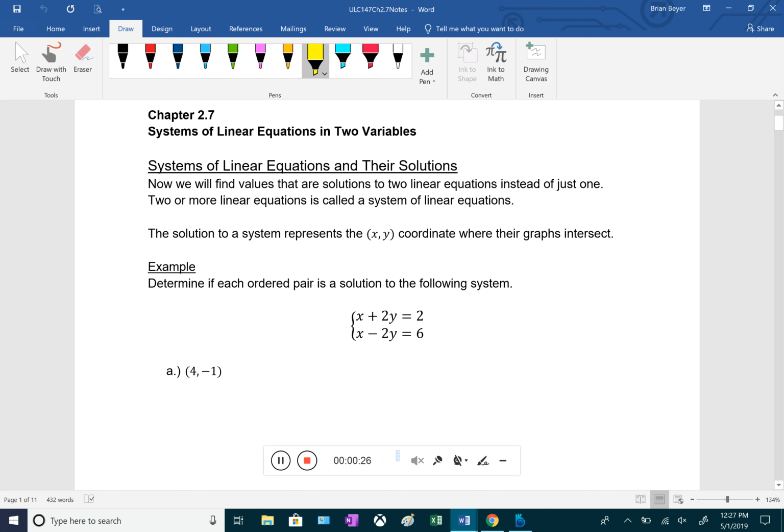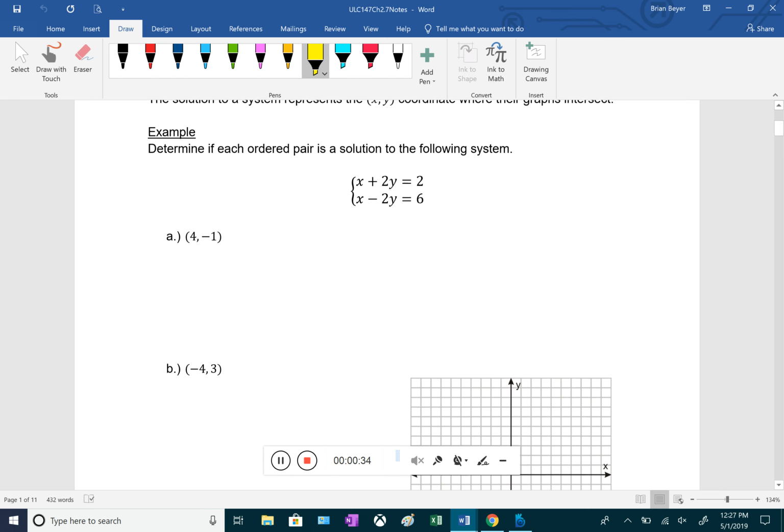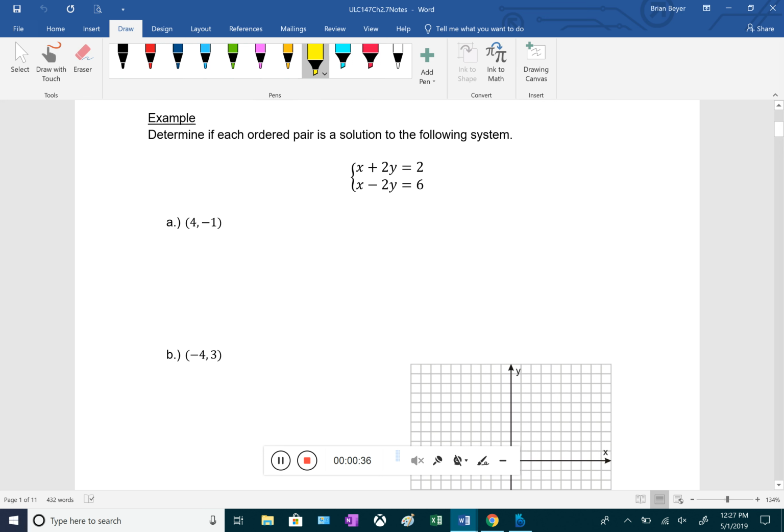The x and y that we solve for is going to represent the xy ordered pair where the graphs intersect. So for example, let's determine if each one of these ordered pairs is a solution to the system. So we have x plus 2y equals 2 and x minus 2y equals 6. We use the squiggly bracket, the brace, to represent a system of linear equations.